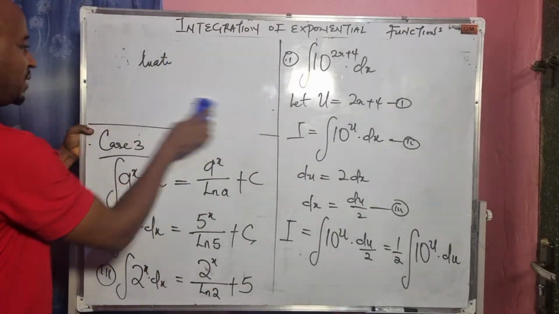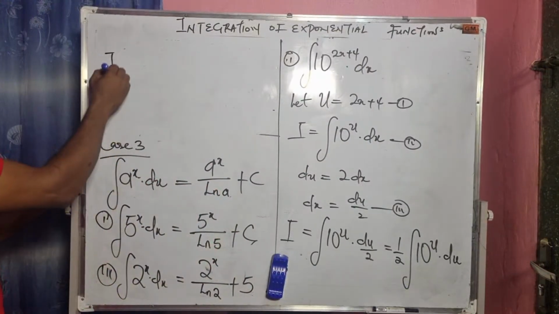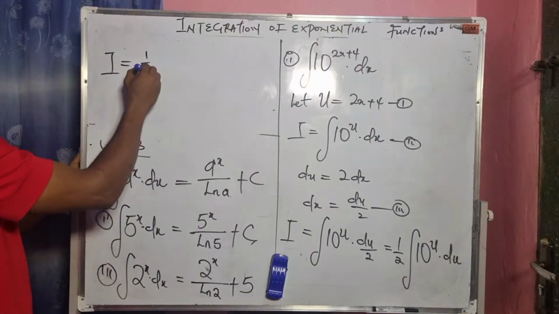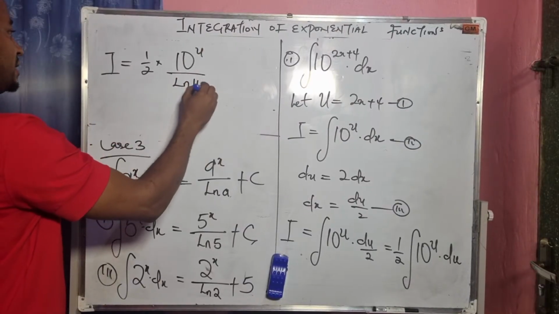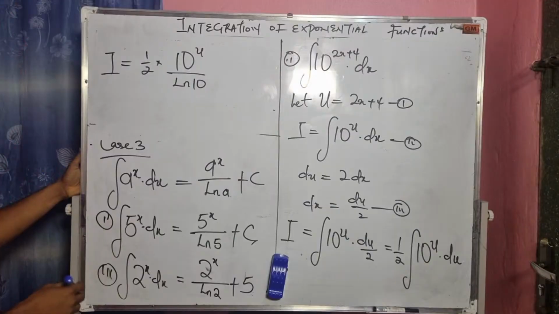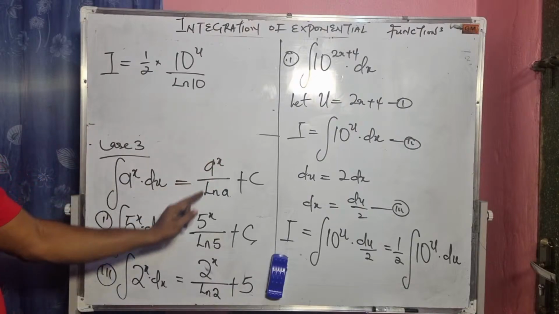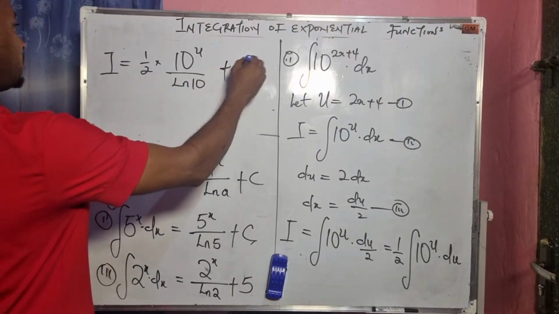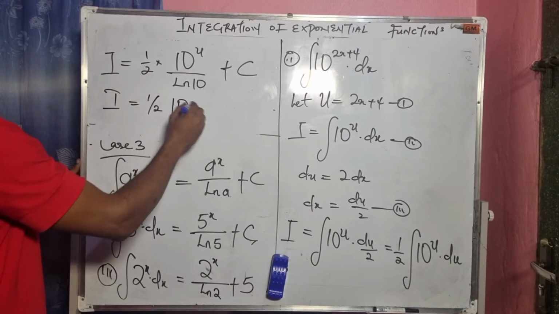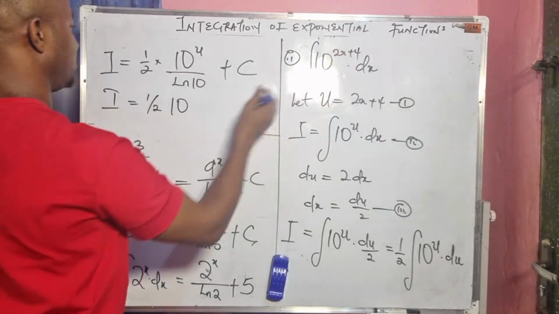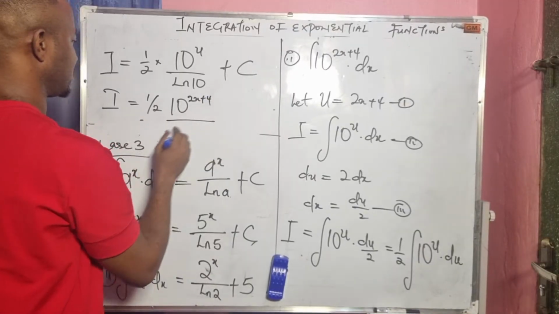So if we are to evaluate that further, let's finish up. Our I will then be half times 10 to the power of u over ln 10, right? Of course, we have a to the power of x over ln a. So here we have plus c. So this will give us our integral I equals half, then our u is 2x plus 4. We have 2x plus 4, right? All divided by ln 10.